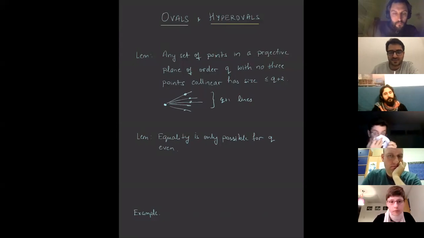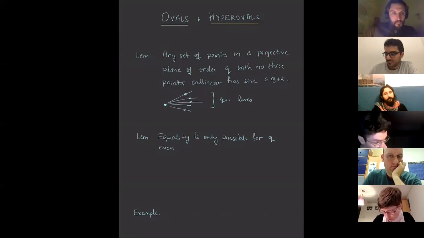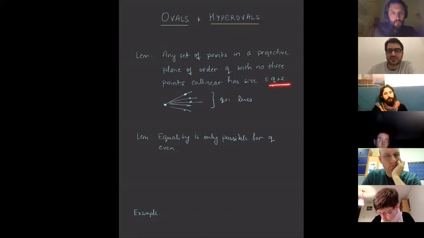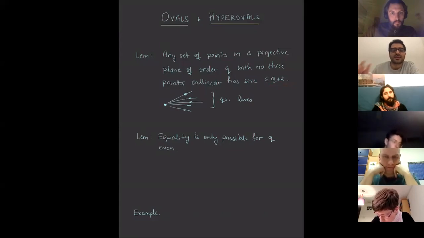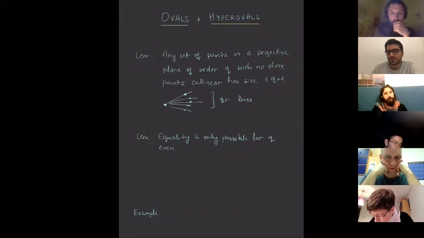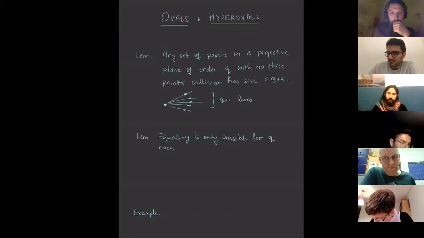But very interestingly, if q is odd, then you can't have equality here. You can't actually have a set of q plus 2 points, no 3 collinear. So you can only have up to q plus 1 points for q odd, which are such that no 3 of them are collinear. And here is the rough sketch of the argument.